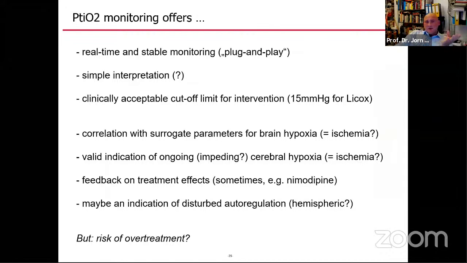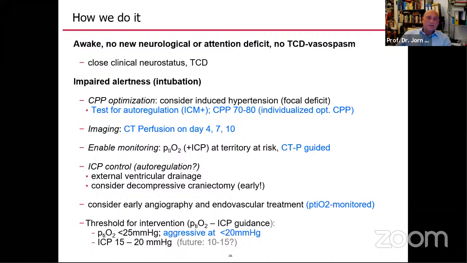So to conclude this, the PO2 monitoring offers a real-time and stable monitoring. It's a simple interpretation, if you aren't going into the integration of data, of course, but the actual measurements are quite simple and easy to interpret. It is easy to adopt in the clinical life, and you have some simple measurement cutoff points, and you can use this method to help you with your decisions to increase the treatment of patients, for instance.